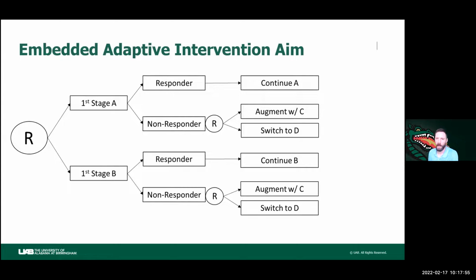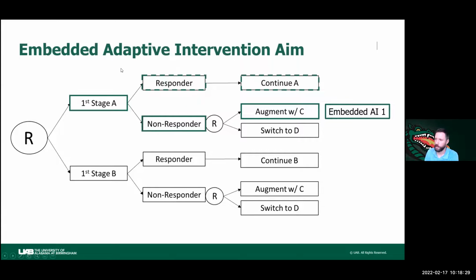Okay, so moving on to the embedded adaptive intervention aim. First thing I want to do is to help you visualize what each of the four embedded AIs actually looks like. So I'm going to go through the first one a little bit more slowly, and then I'll move a little more quickly through the other three. So the first embedded AI is to start with intervention A, and if they are successful, they will continue with intervention A through the duration of treatment. However, if they are unsuccessful, a non-responder, they would augment intervention A by adding C to the treatment plan, right?